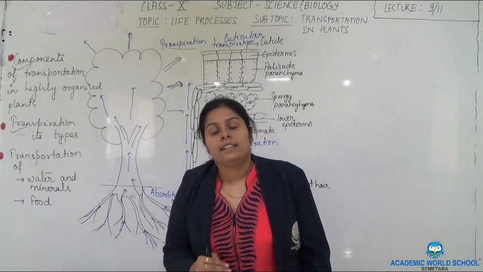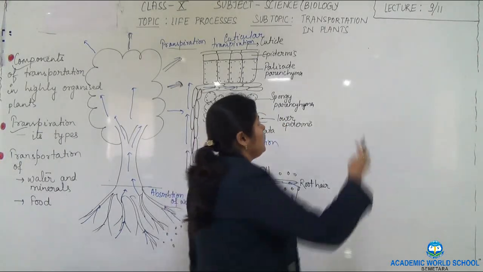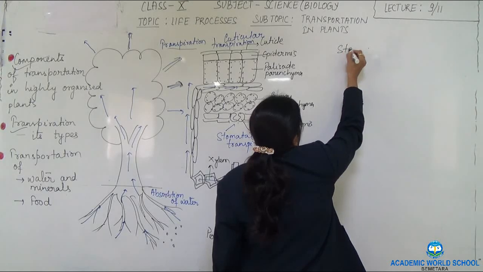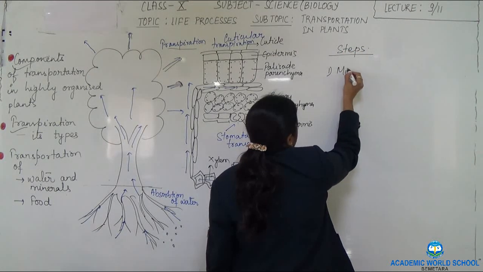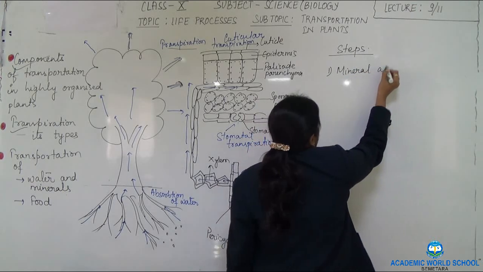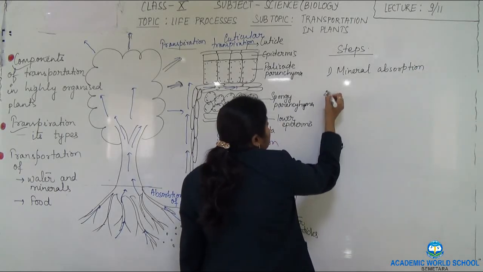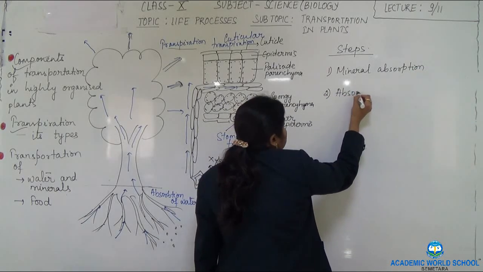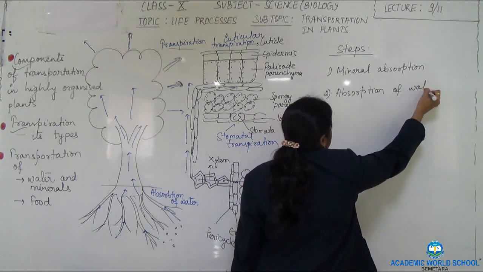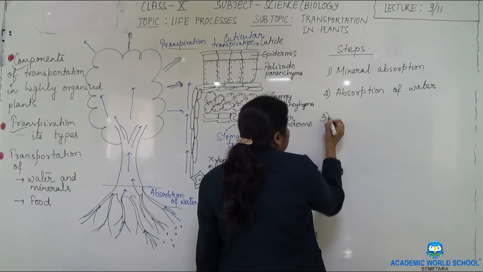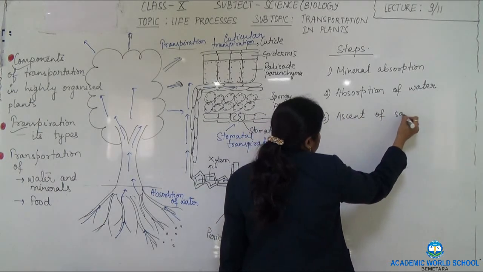To understand transportation in plants, it has 3 steps. We will see what the 3 steps are. First is mineral absorption. Second one is absorption of water. And third one is ascent of sap.